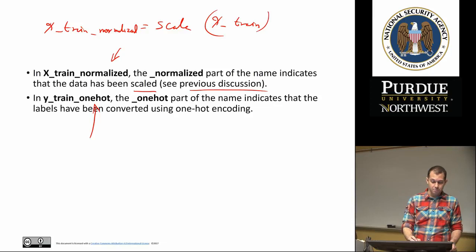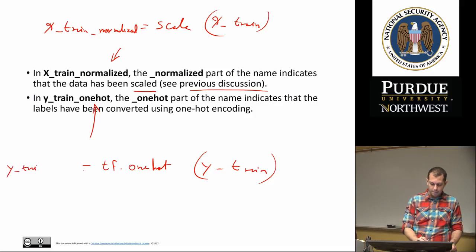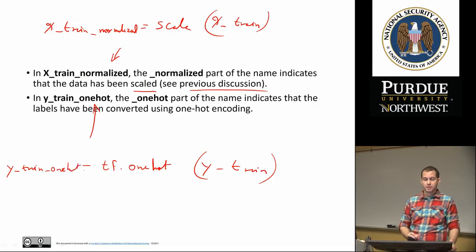The same happens with Y train. Y train was a matrix, or a vector, and then I do one-hot encoding, something like tf.one_hot, and that creates my Y train one-hot. So that's really all that happened there.